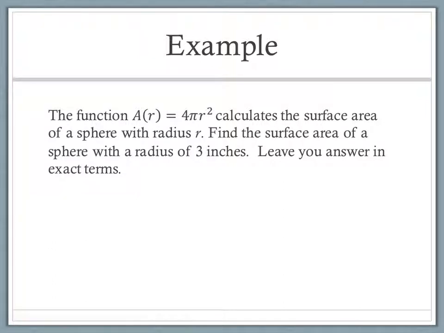Alright, the next one. A function a of r is equal to 4 pi r squared calculates the surface area of a sphere with the radius r. Find the surface area of a sphere with a radius of 3 inches. Leave your answer in exact terms.